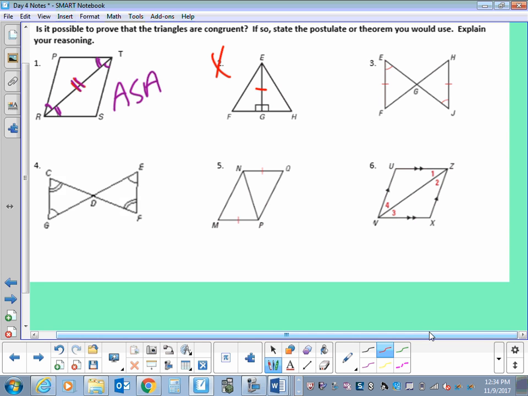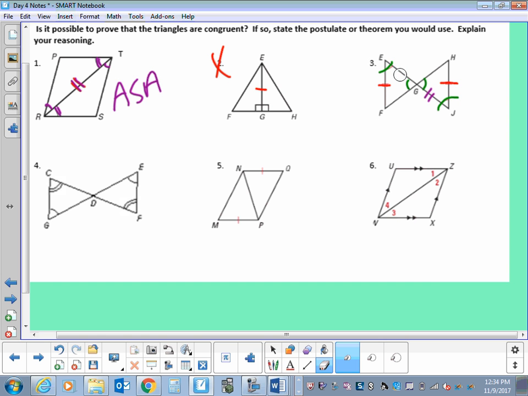All right, number 3. Okay, so there's some things that are important here. EF is congruent to HJ. Angle E is congruent to angle J. I also know that this side is congruent to that side. What does that mean for my angle here, G? You don't have to write all of this in, but what does this mean for these two angles here? They're congruent because they're vertical angles.